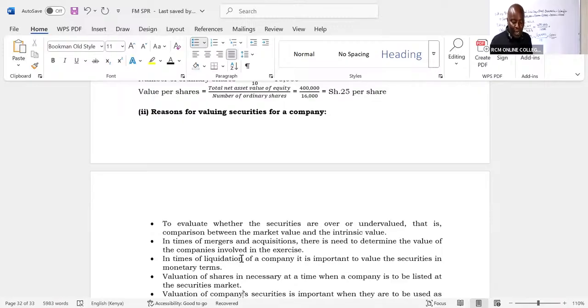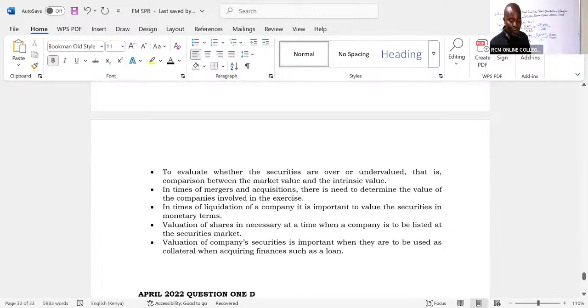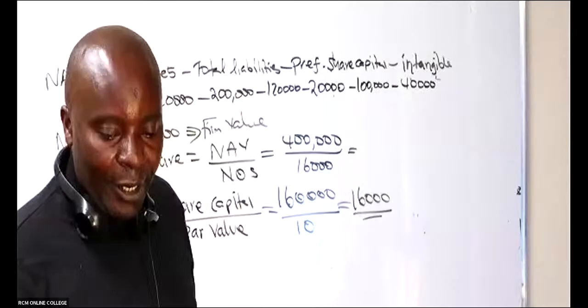We also value shares when we want to go public, when we want to have our company listed at the stock exchange. Valuation of companies' securities is important when they are to be used as collateral. Ladies and gentlemen, I want to believe I've given you the basics that you needed in this case here to be able to now value this organization. The only thing I haven't yet done, I'll be coming back to this later.